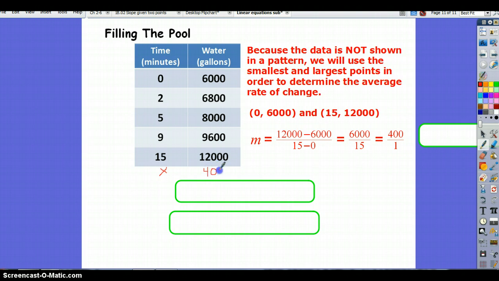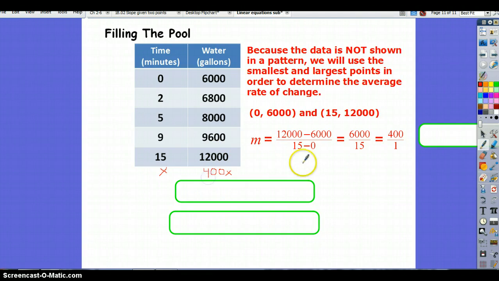So what do we think that the equation is? Is it y equals 400x? Raise your hand if you think it's y equals 400x.